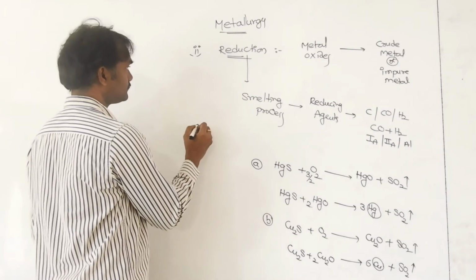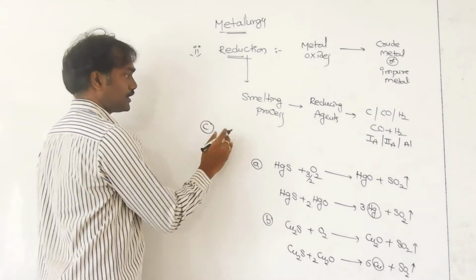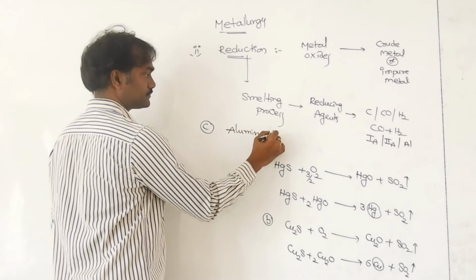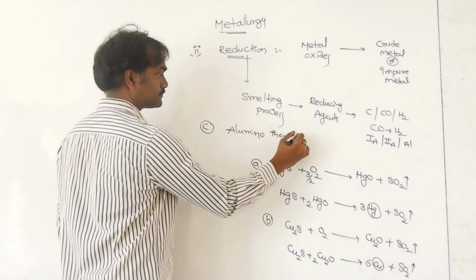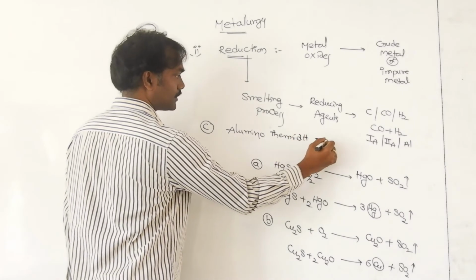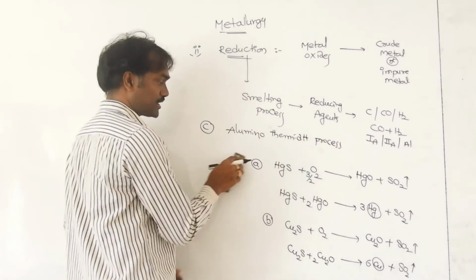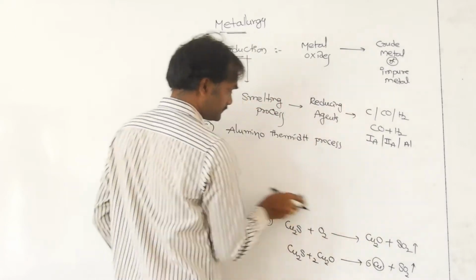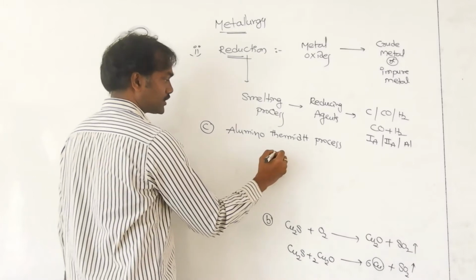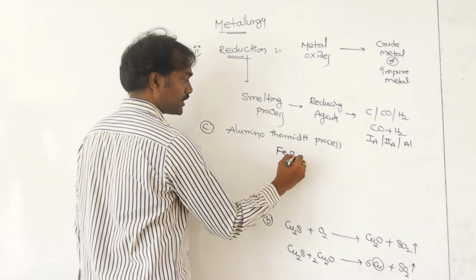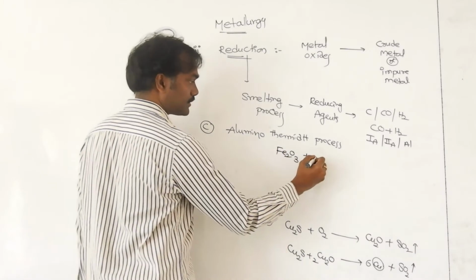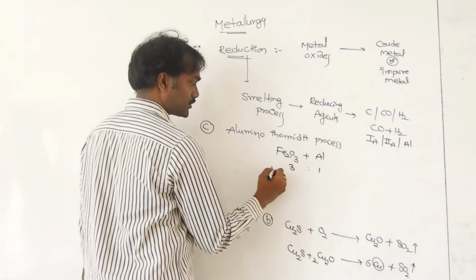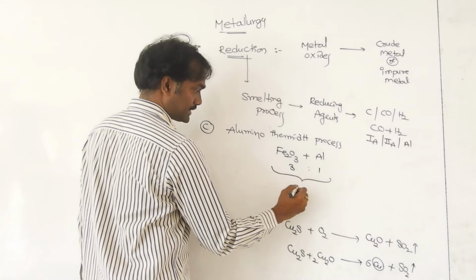So third, that is the aluminothermic process. So the aluminothermic process is there. Fe2O3 is reacted with aluminium, in a 1:1 ... this mixture is called thermit.